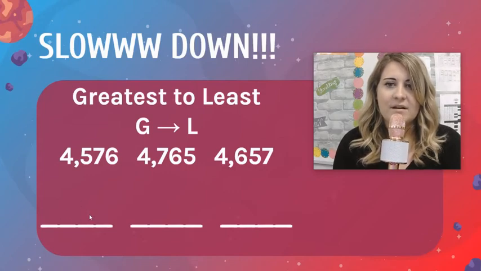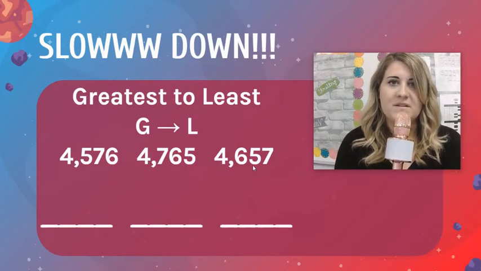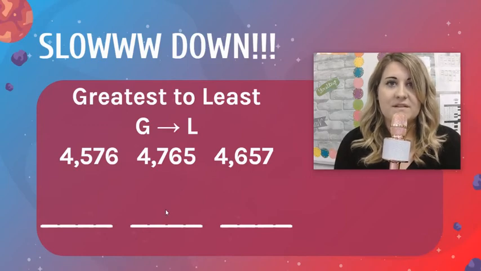Our second one is going to be either the 5 or the 6. What's the next largest number? Because we're going greatest to least, we want the biggest one next. 6 is bigger, so we're going to put 4,657 here. And then the smallest is going to be 4,576 here. And there we have it. That is the correct order from G to L.